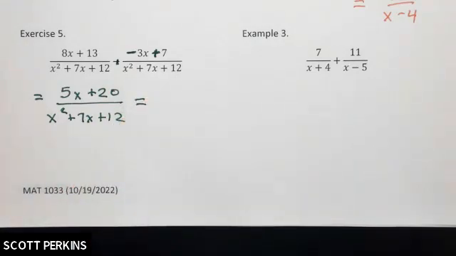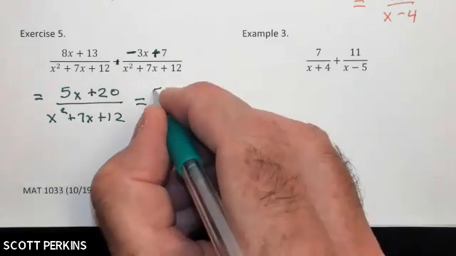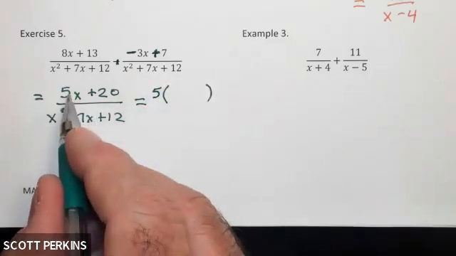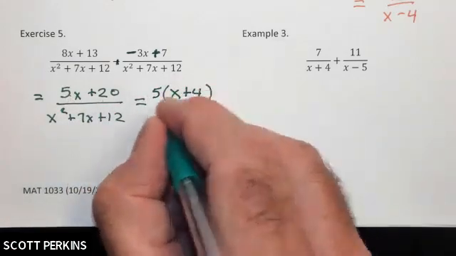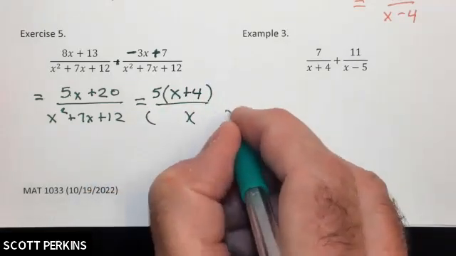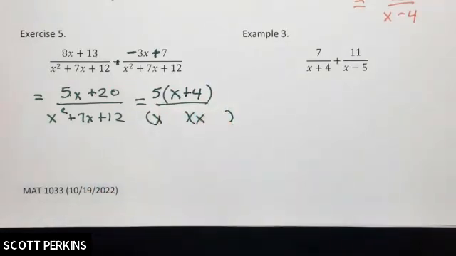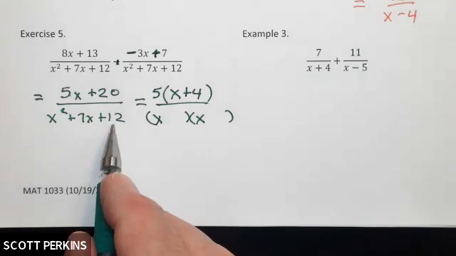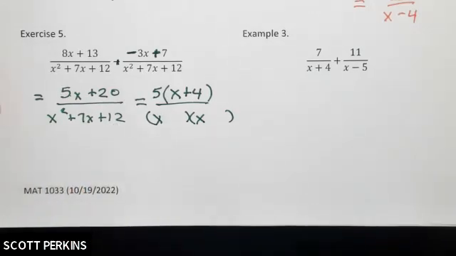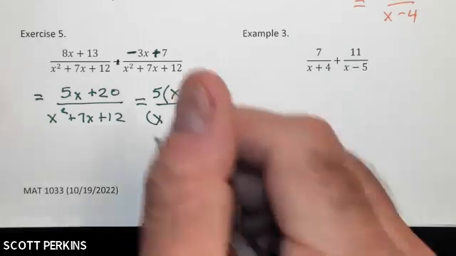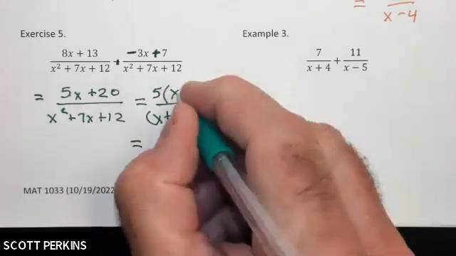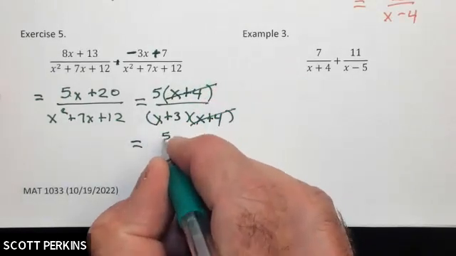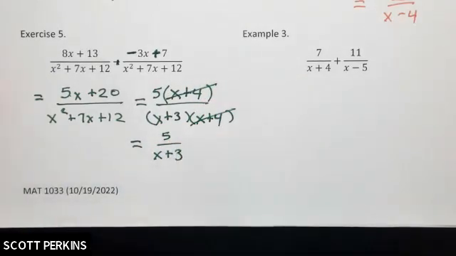What can I factor out of the numerator of this? Yeah, that 5. That 5 is in common to both terms. 5x divided by 5 is x. 20 divided by 5 is 4. The denominator is a trinomial, so I'm going to unfoil it. What are the two factors of positive 12 that add up to positive 7? Sure, 3 and 4, 4 and 3, the order absolutely does not matter. And so what I end up with here is 5 over x plus 3.